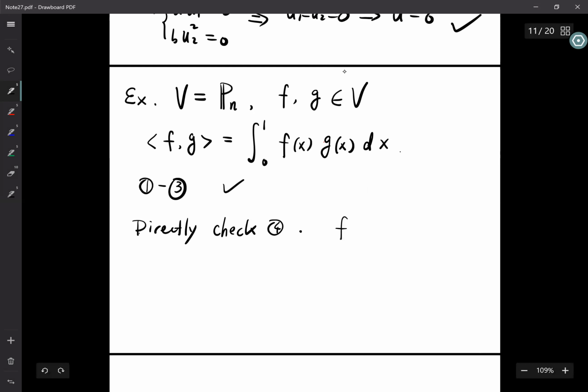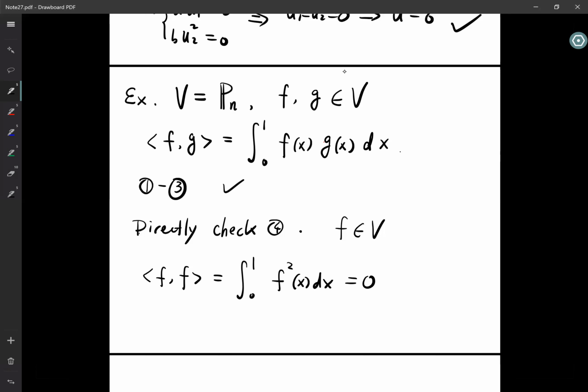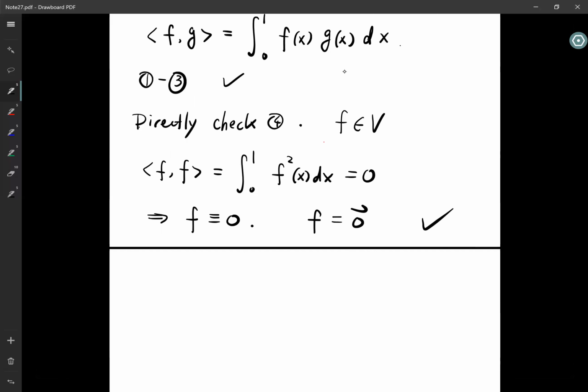Four means that I take any polynomial from V. Now I have (f, f) equal to 0, which means the integral of f squared x dx is 0. Because at every point this is non-negative, it is a square of something, and f is a polynomial, so it is continuous, it must be 0 everywhere. And this is the 0 polynomial. You can say f is 0, and this is the 0 vector in V. So 4 is indeed satisfied. So this is an inner product. Any question?